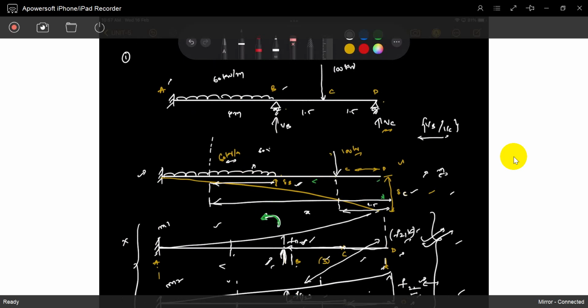So 60 into, sorry, what is this distance? This distance is x minus 3. So 60 into x minus 3, and x minus 3 by 2, because this portion acts at the center of this location. Understood? That is x. You can take something; x is unknown, anywhere you take an x. So 60 into x minus 3 whole square by 2. This moment also comes in this direction.